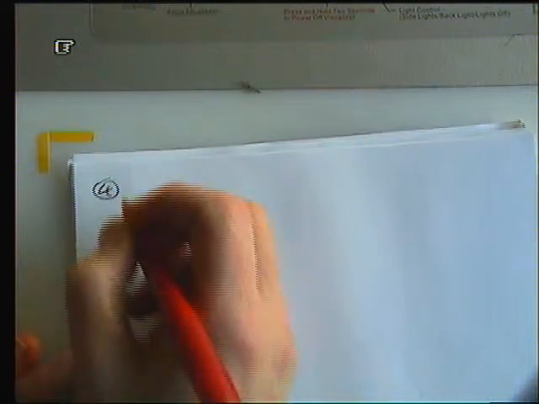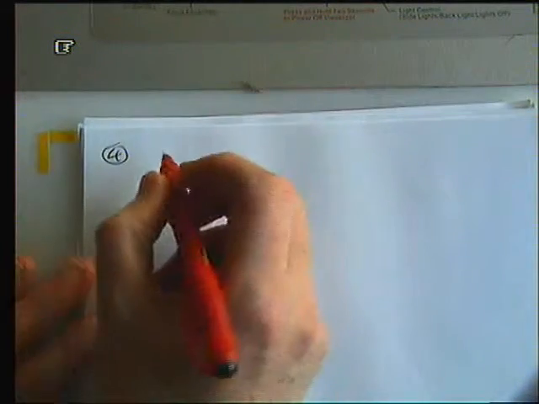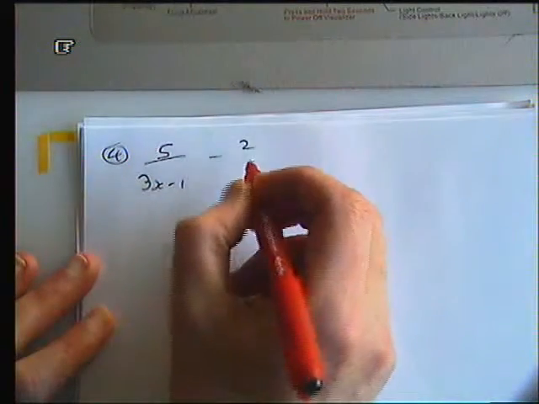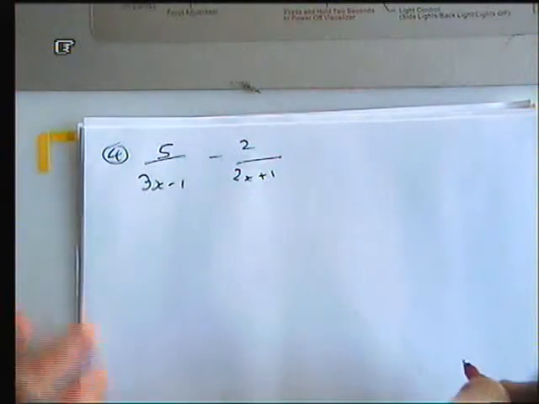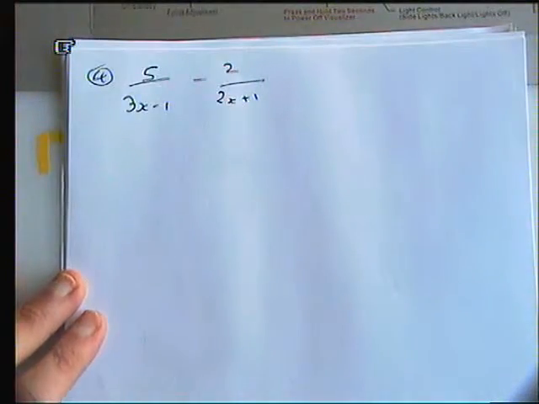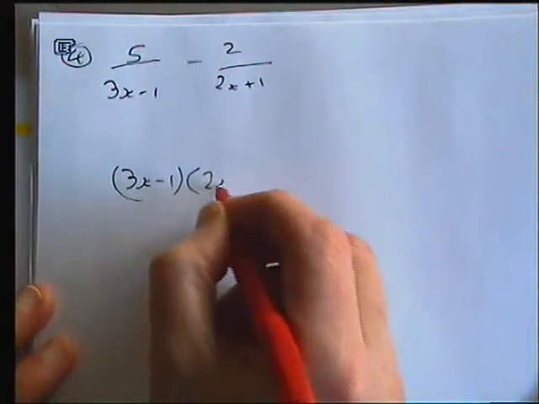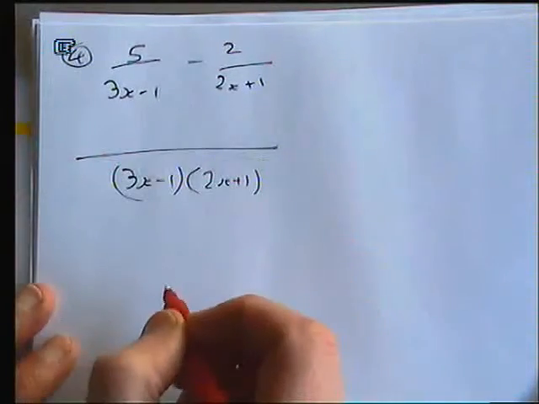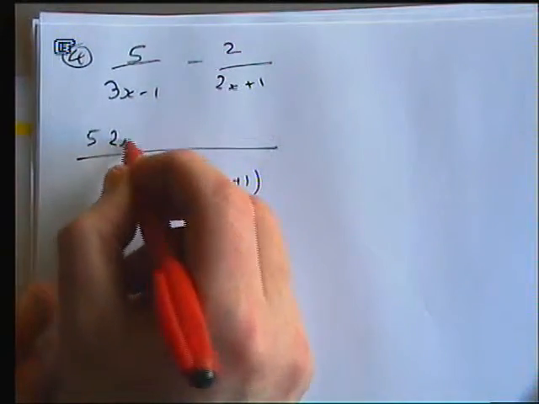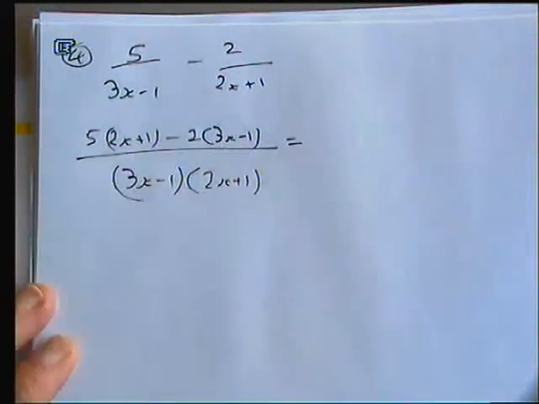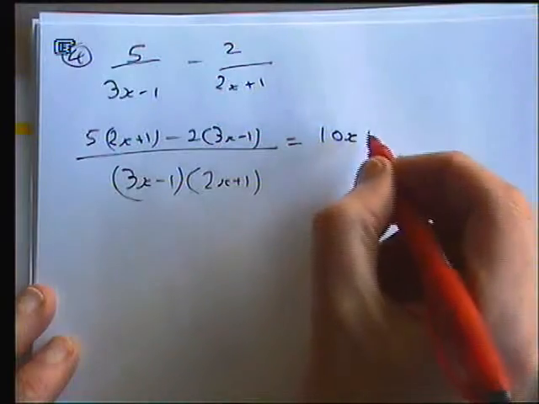Question 4, Ian. A. Question 4a. 5 over 3x minus 1, minus 2 over 2x plus 1. Ian, first step. Common denominator, which will be? Times them together. Yeah. What do I do next? Cross multiply. Yep. And what do I do next and what don't I do next? Expand the top, but not the bottom.